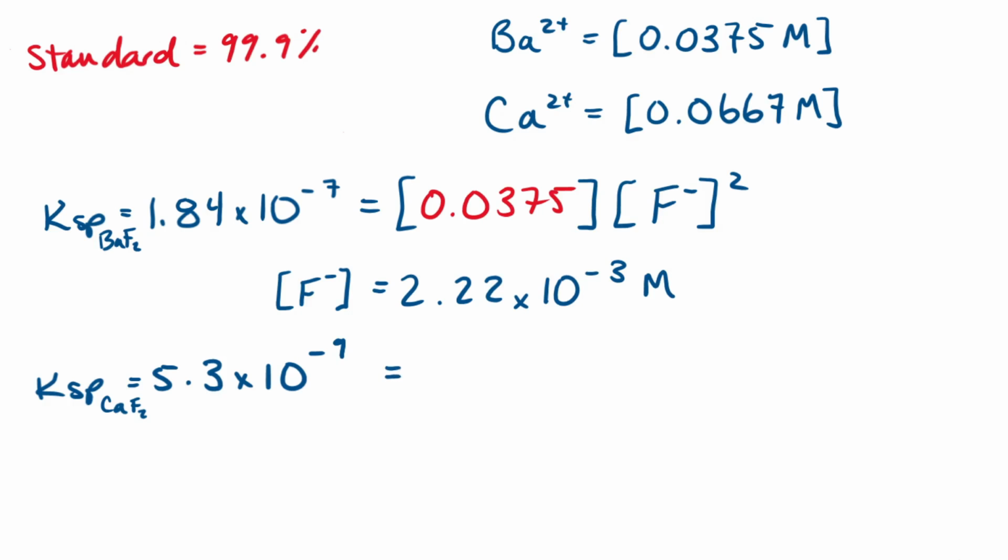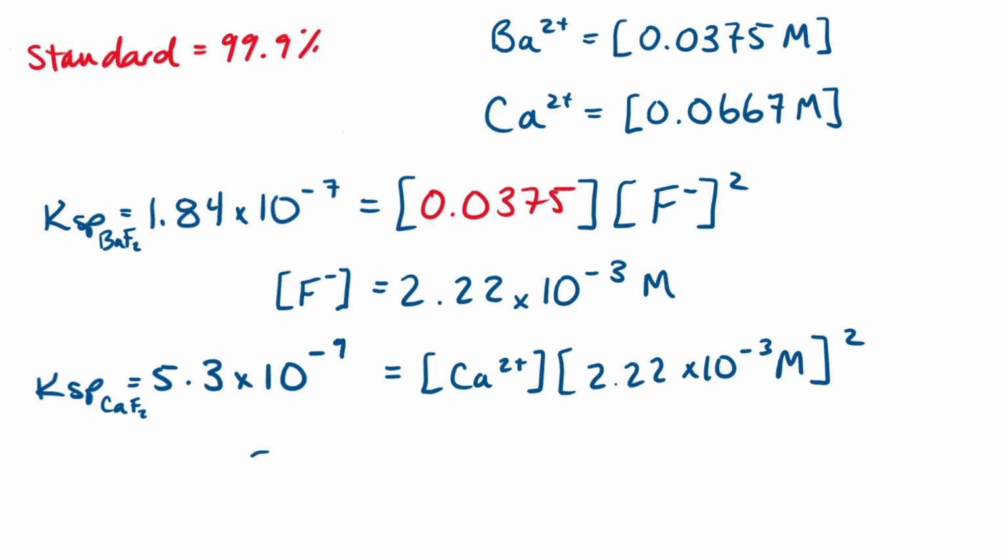At this concentration of fluoride, barium fluoride is saturated, but the calcium fluoride will be beyond saturated because it had a much lower KSP. The maximum amount of calcium with this much fluoride is 1.08 times 10 to the negative 3 molar. The equation tells us that the rest of the original 0.0667 molar has to precipitate out until reaching this new saturation point.